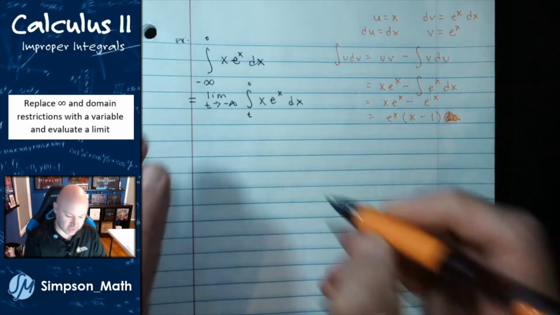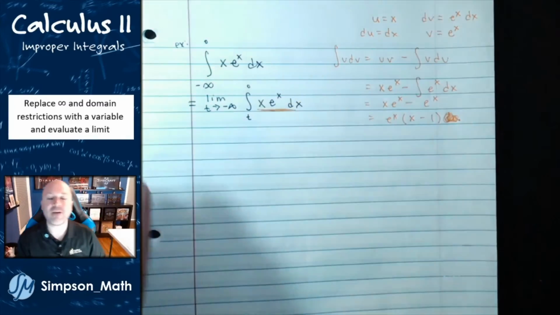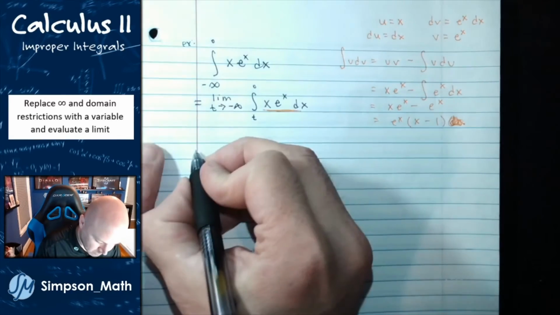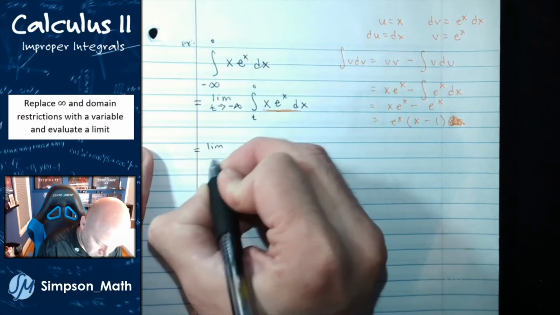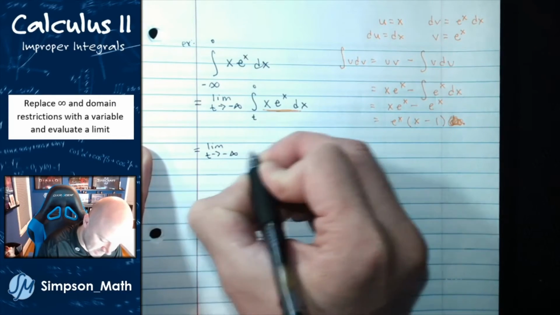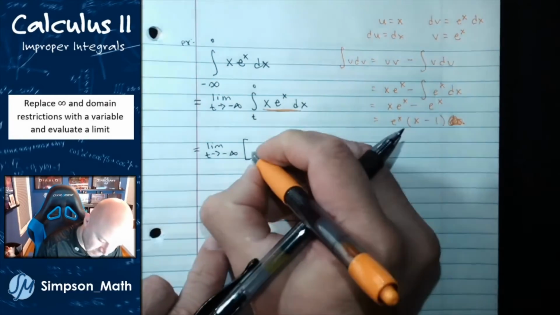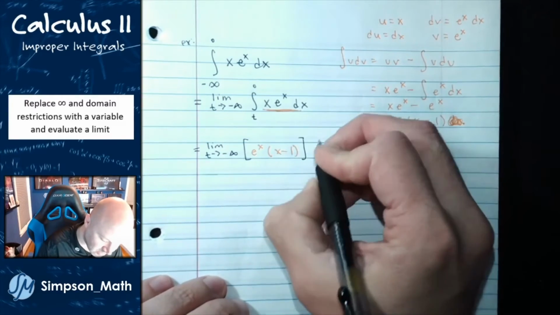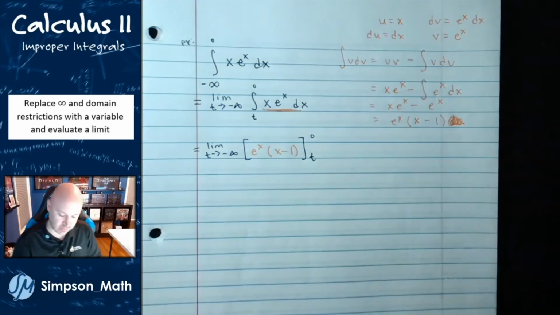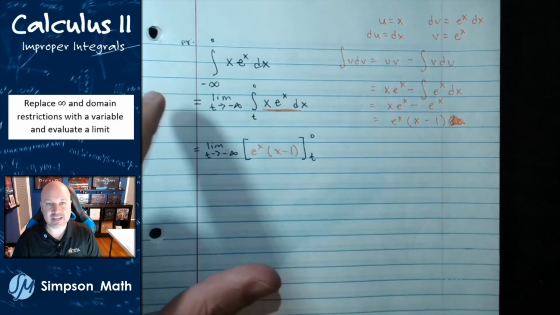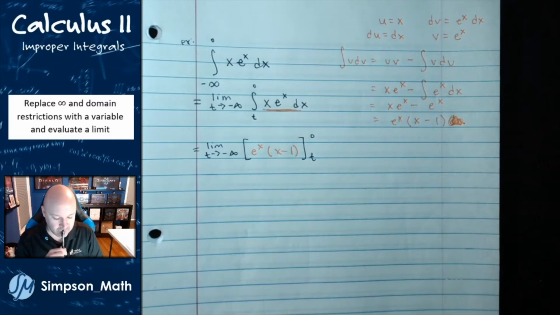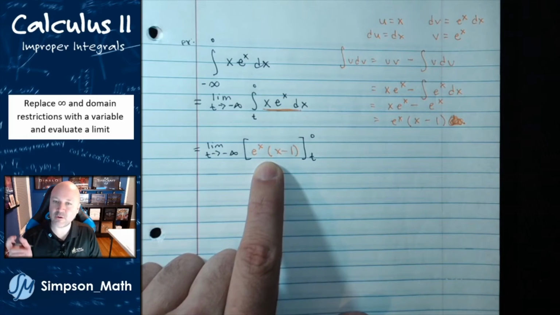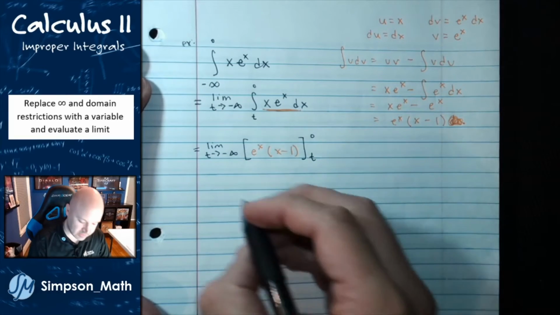Alright, so I went off to the side and I calculated or found the integral of x e to the x. So I'm just going to make that substitution in there. Limit as t approaches negative infinity of e to the x times x minus 1, but I do need to evaluate that integral from t to 0, where t is at negative infinity. All right, I'm ready for that fundamental theorem of calculus. Plug in a 0, plug in a t, and subtract.